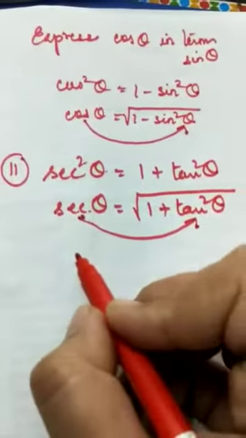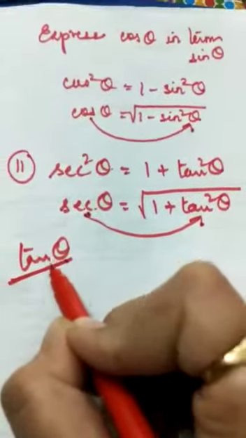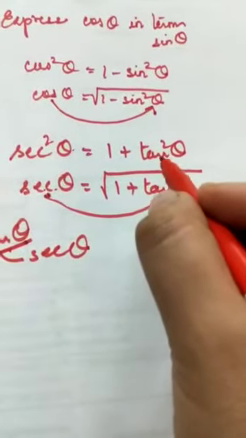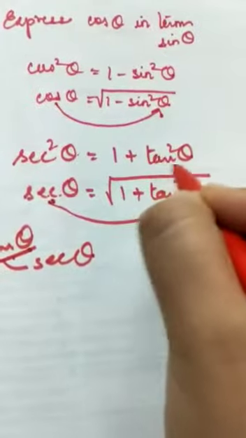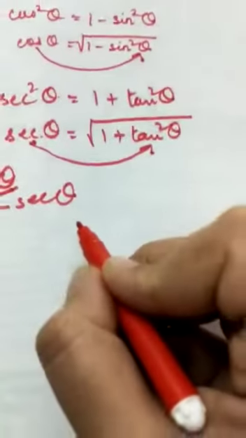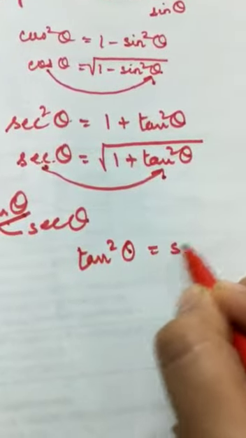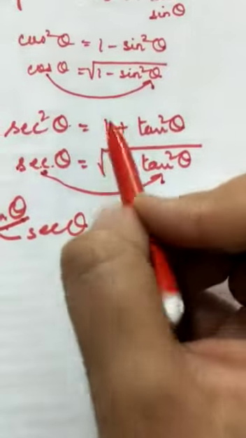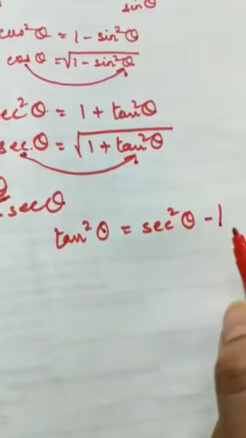In the same way, when you have to express tan in terms of sec, what do we have to consider from this? We are going to shift this 1 to that side so that you will get tan square theta. So let us see how I shift this. This is tan square theta equals sec square theta minus 1. From the identity, I have transposed this 1 to that side so that it becomes sec square theta minus 1.